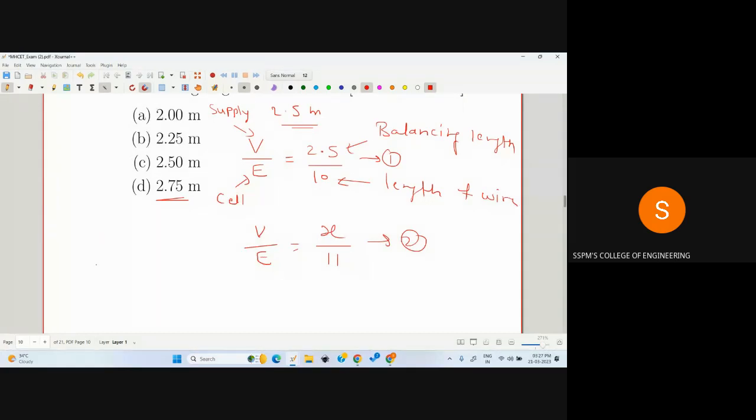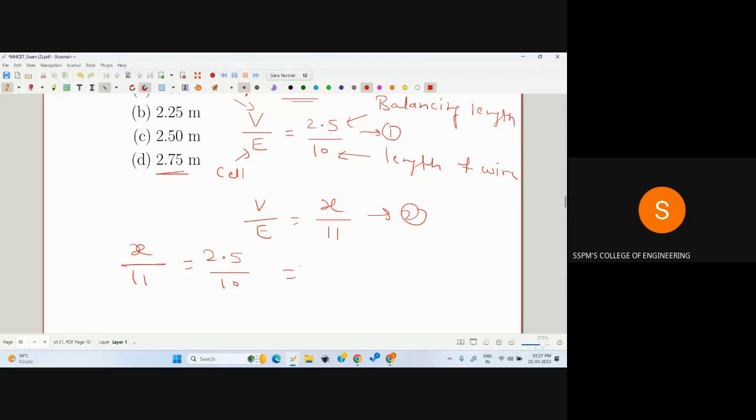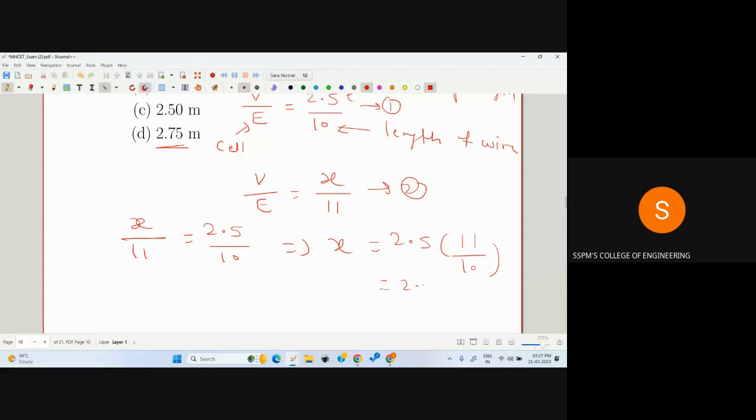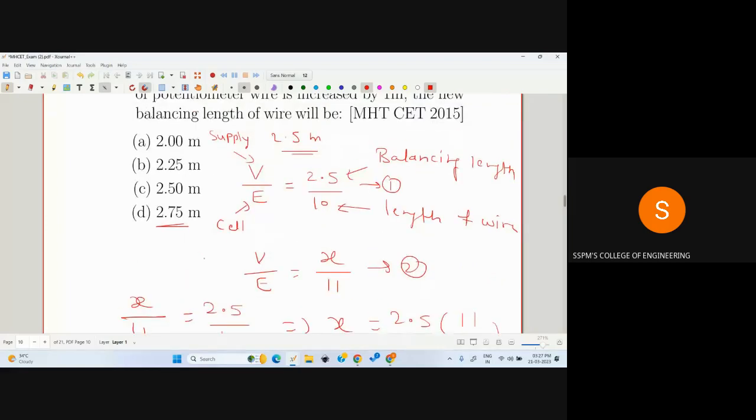So x upon 11 is equal to 2.5 divided by 10. So what is x? x is equal to 2.5 into 11 divided by 10. It is equal to 2.5 into 1.1, and 2.5 into 1.1 is 2.75 meter. So that is the answer. So look at the answer here, 2.75 is the correct answer.